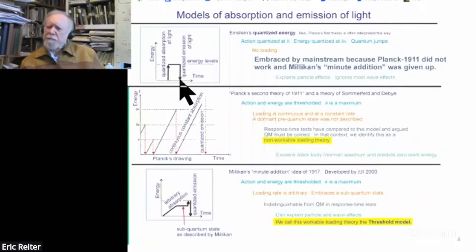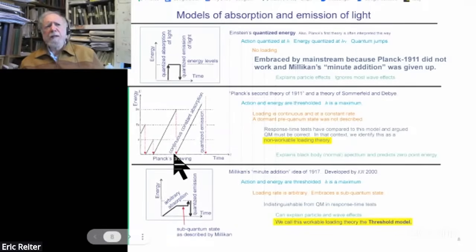So let's review Planck's work, and this relates to the element of time in the photoelectric effect, where people did tests on this to distinguish between these two models of Planck. So there's what we all have accepted. This is a graph of time versus energy: quantized absorption, quantized emission, Planck's second theory.